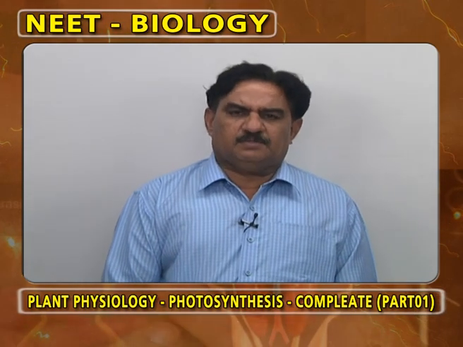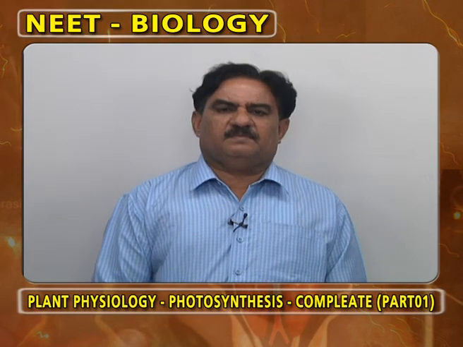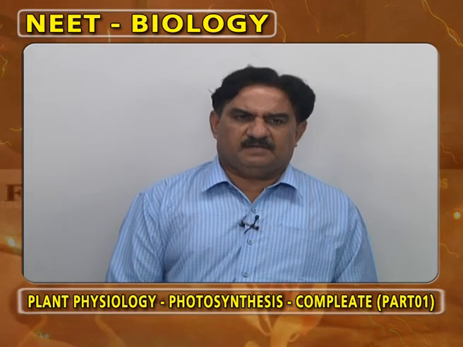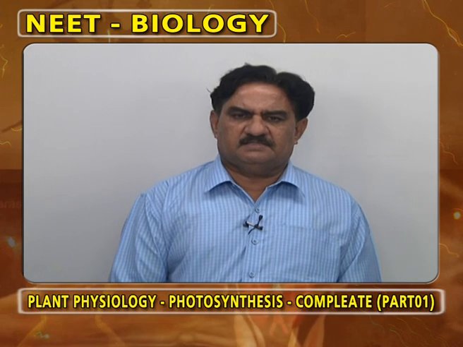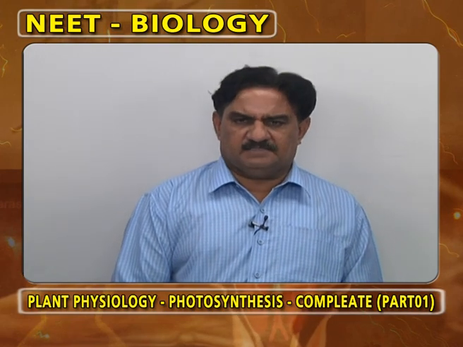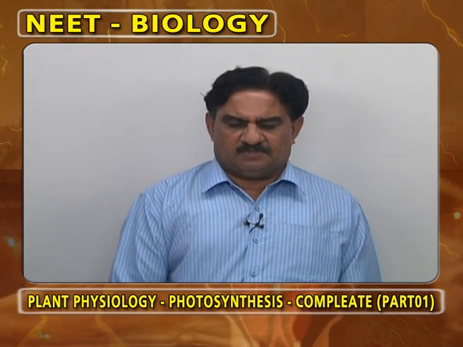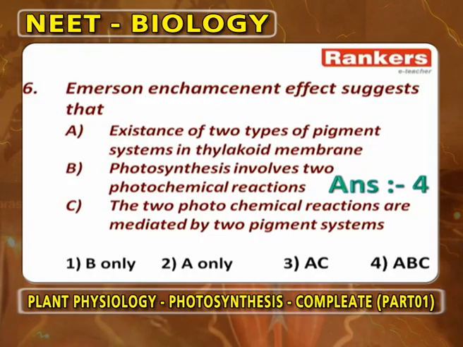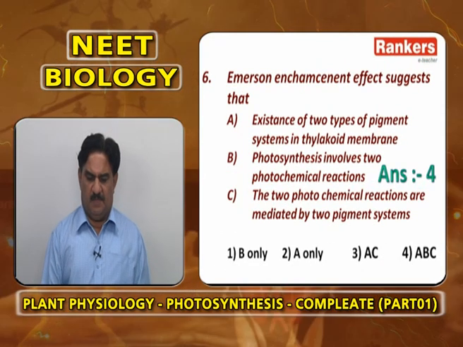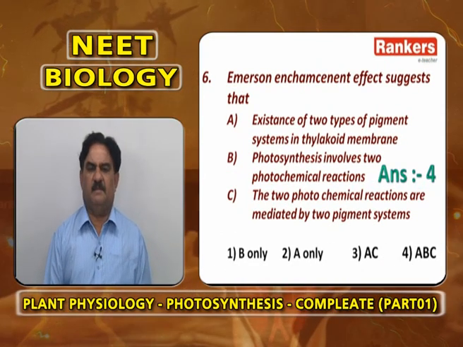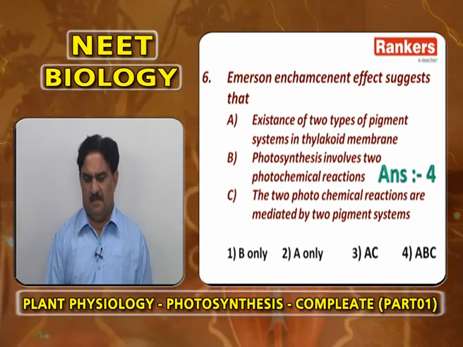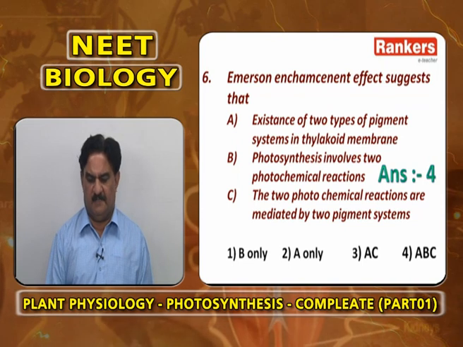Later, he exposed two beams of sunlight on a chloroplast simultaneously rather than separately. Then immediately there was an increase in the rate of photosynthesis, which is called the Emerson enhancement effect. So, the Emerson enhancement effect suggests the existence of two types of pigment systems in the thylakoid membrane, which is correct. PS1 and PS2. PS1 with light absorbing site at 700, PS2 with light absorbing site at 680.